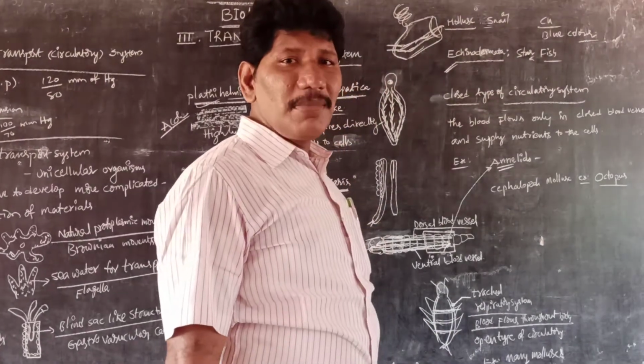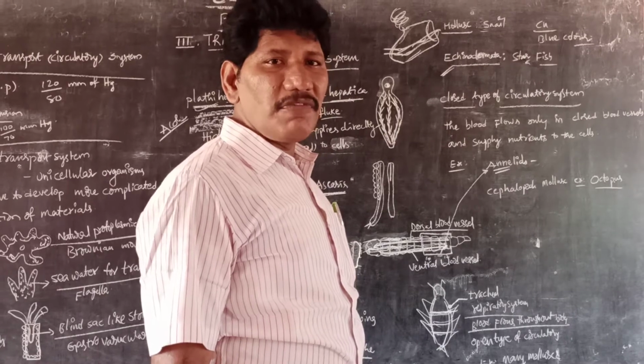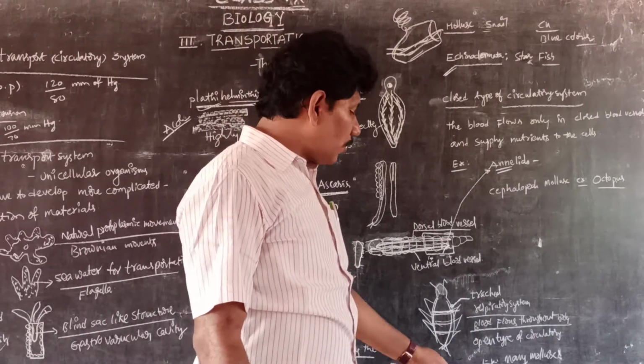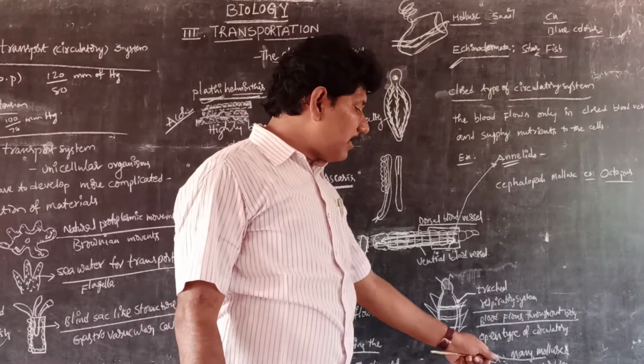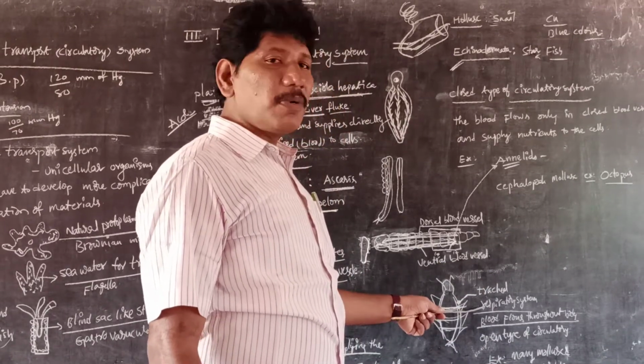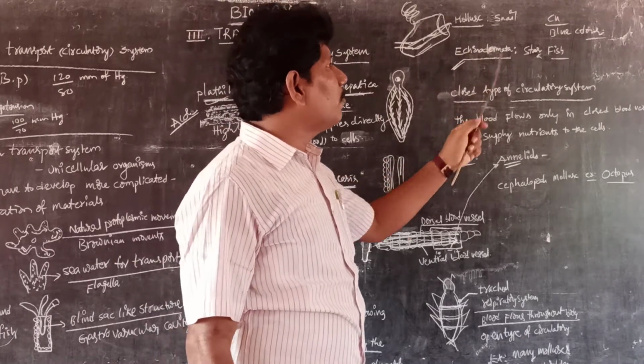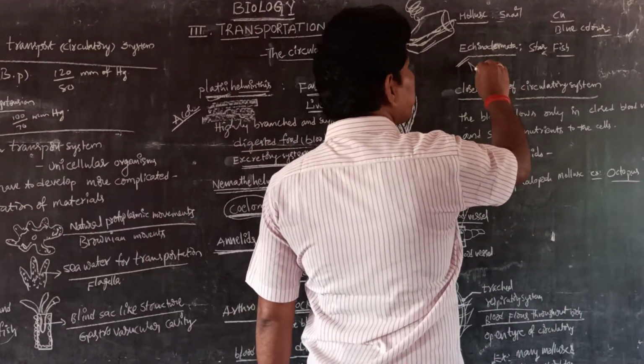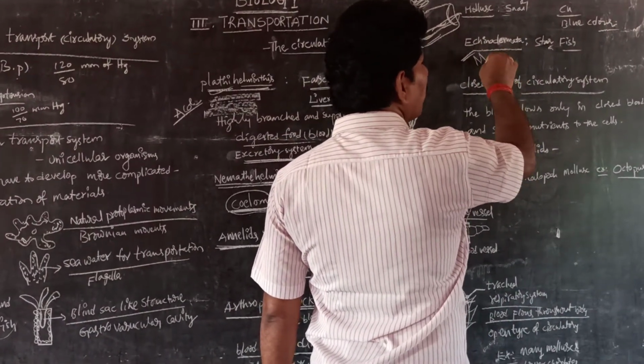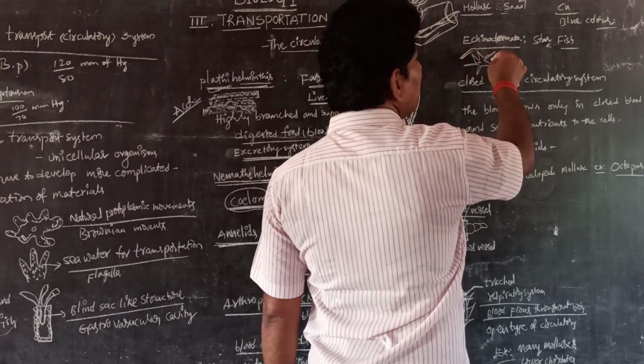Many mollusks and lower chordates, that is, hemichordates like Balanoglossus and Amphioxus, these are the lower chordates. These lower chordates and many mollusks have an open type of circulatory system. Next, coming to Echinodermata. Echino means thorn-like structures, which are present in the starfish, and dermata means skin.